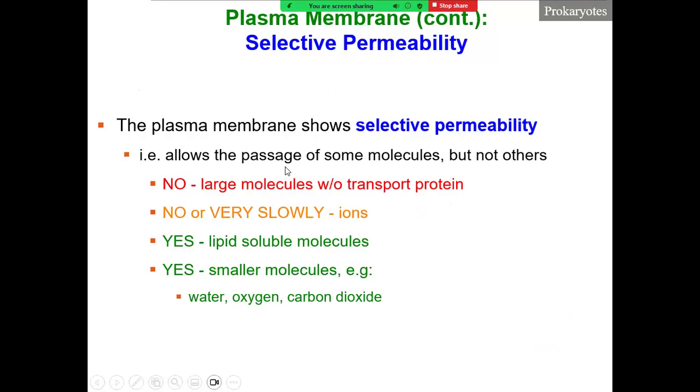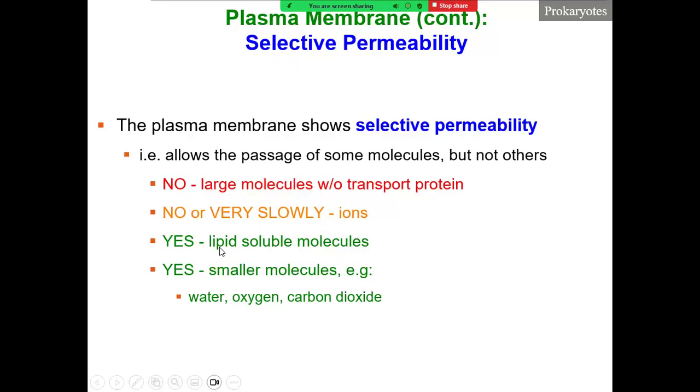So if the cell wants that large molecule to come into the cell, it has to make a transport protein to bring that molecule into the cell. Any question about any of that? And one large molecule which actually does move into the cell this way is DNA. If the cell takes up DNA, it must have a transport protein to bring the DNA into the cell. Ions either do not move across the lipid bilayer or they move very, very slowly.